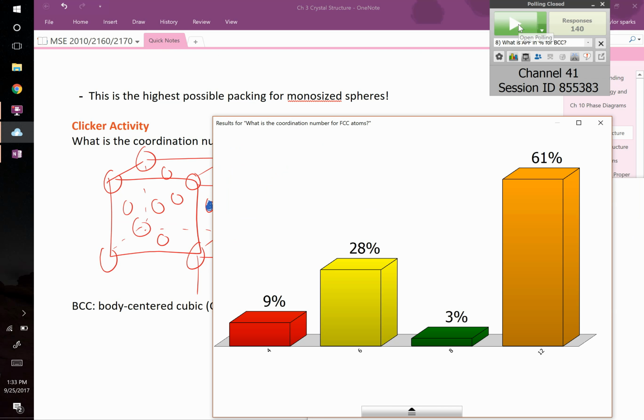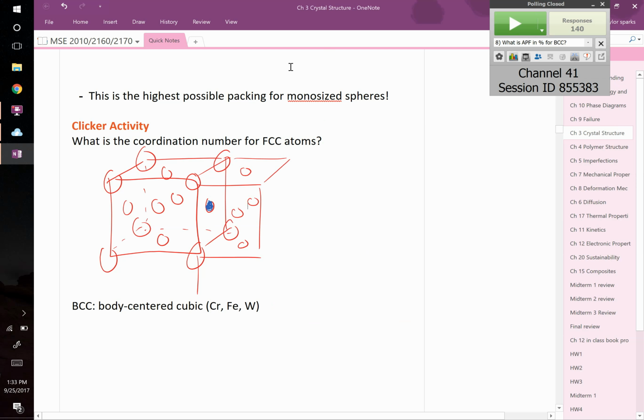People think it is 12. 2/3 of people got this correct. It is 12. Now, where does that come from? Take this blue atom that's on the side of the dice there. That blue atom, its nearest neighbor is half of a face diagonal away. We could clearly see that distance. That's the distance to its nearest neighbor.